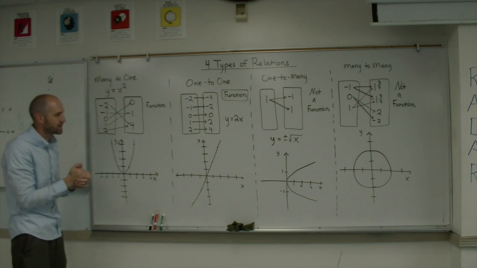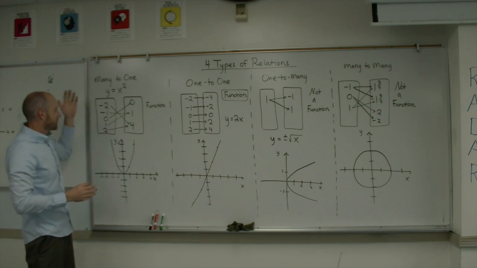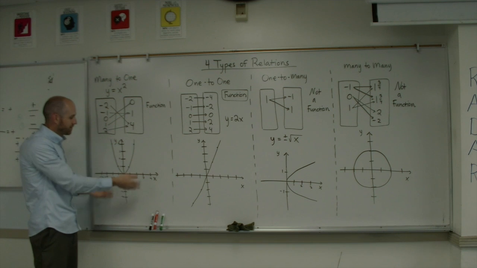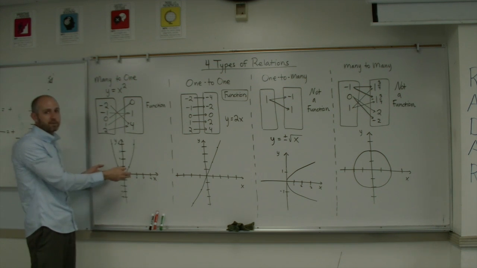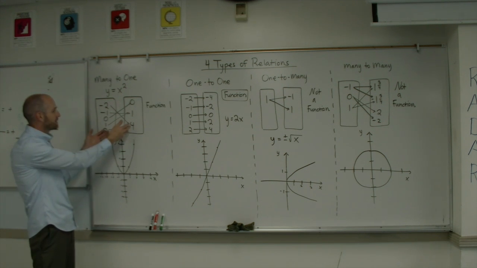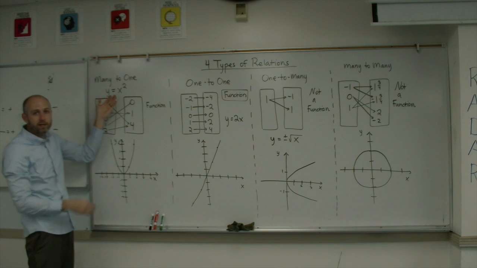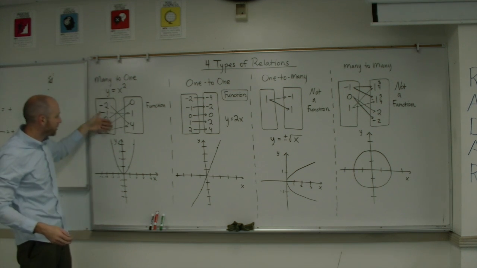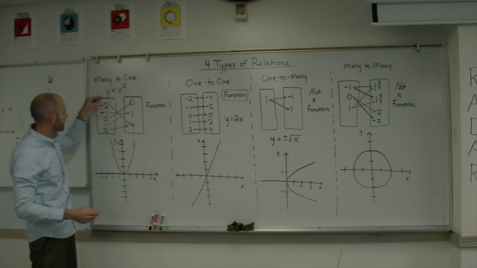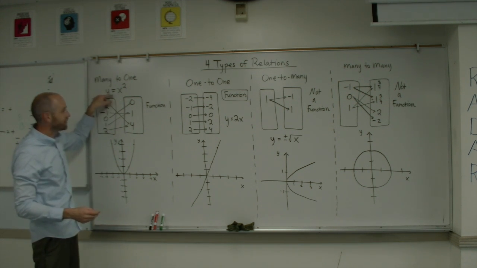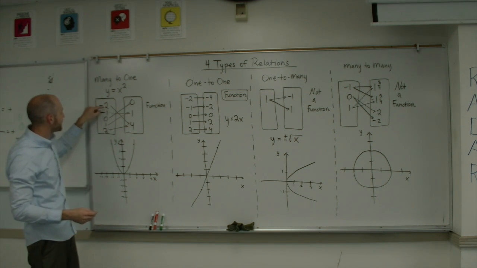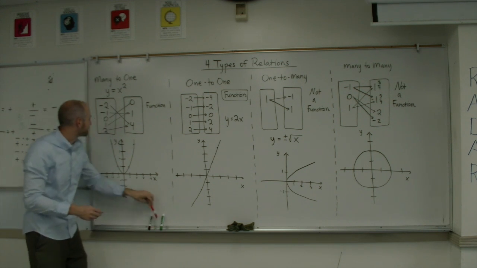Okay, so let's start looking at some of these types of relations. So let's start with many to one. So this information in the mapping and the information in the graph are showing the same information, just in a different way. A graphical representation, represented by a mapping, and here represented algebraically or symbolically, but they all represent the same information. So why this particular relation is many to one can be seen in the mapping right here.